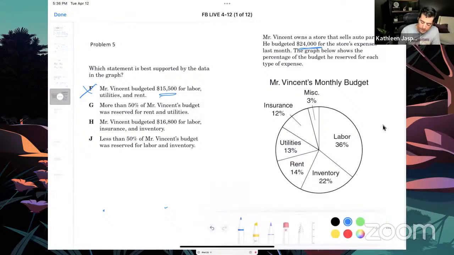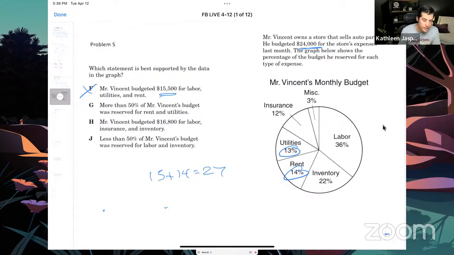And the next one says, more than 50% of Mr. Vincent's budget was reserved for rent and utilities. So here's rent and here's utilities. Well, if I do 13 plus 14, I get 27. And if they're telling me that it's more than 50%, well, 27% is not anywhere near 50%. So that's gone too. That was an easier one, which we like those. So then we just keep moving on, right?